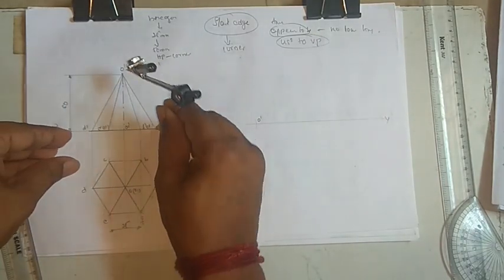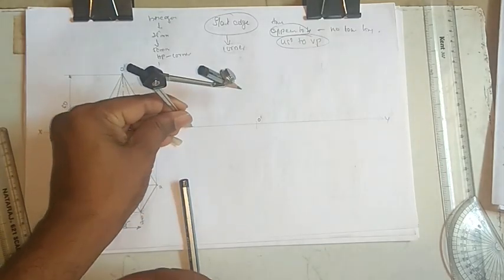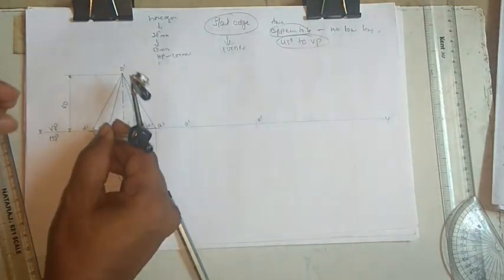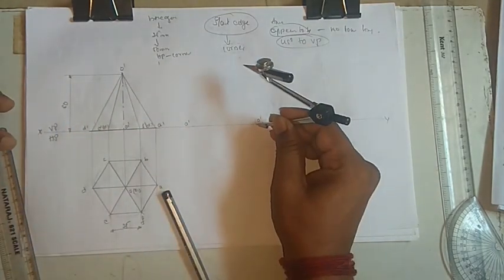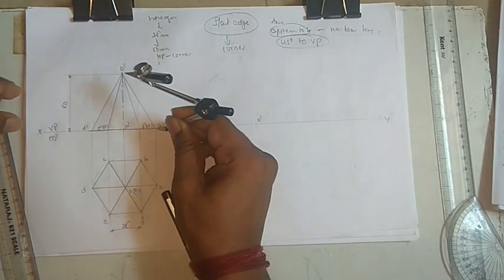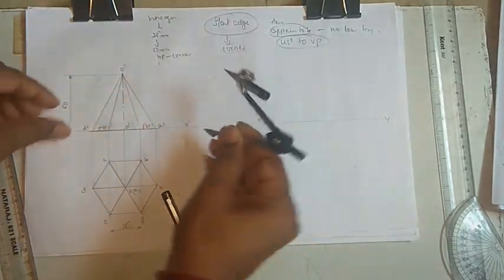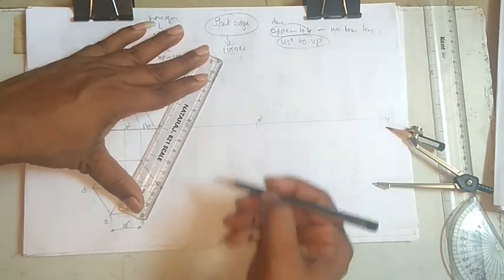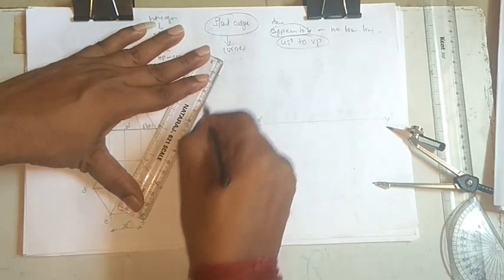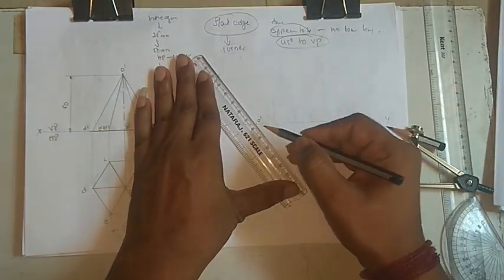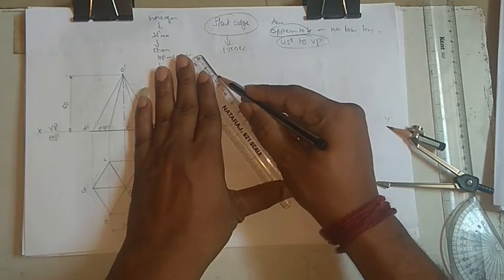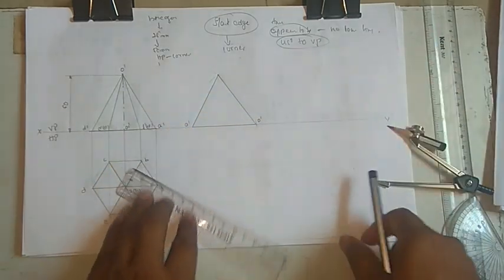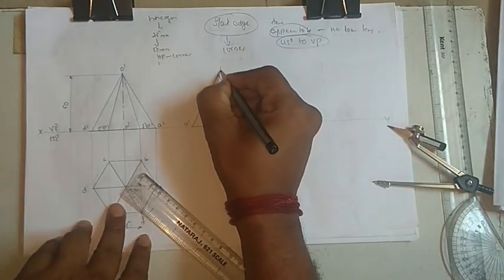Taking A to O as reference, just cut an arc. When this one is done, the slant edge will remain the same. So from O you just cut one arc, and from A to D just take one more arc. Now complete this. So this is our D dash.